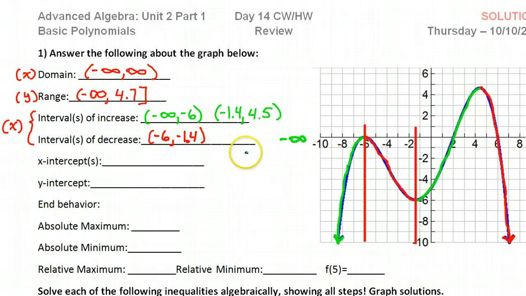Round parentheses as I explained. Right at negative 6, it's neither increasing nor decreasing, and right at negative 1.4, it's neither increasing nor decreasing. And then the other decreasing interval is this one.